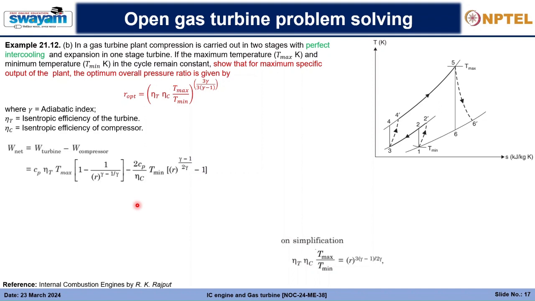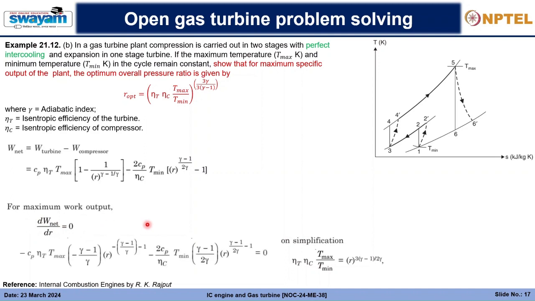maximize this work, right? Maximize this work with respect to r. r is the variable out here. So for maximum work output, we will have to get dW net divided by dr equals 0, and we will get this particular equation, and on simplification we will get eta T into eta C, T max divided by T min equals r to the power (3 gamma minus 1) divided by 2 gamma, and accordingly we will get the optimum pressure ratio to be this. Hence proved, and in this way you will have to prove such kind of derivation type problems.